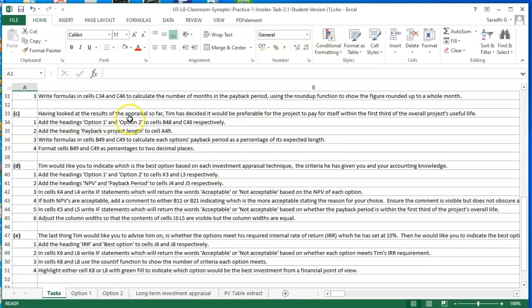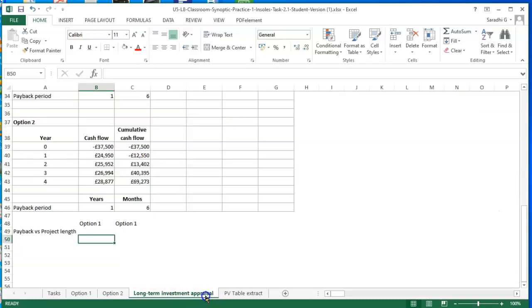Having looked at the results for the appraisal so far, Tim has decided it would be preferable for the project to pay for itself within the first third of the overall project. A third is 33.33%. Okay, so write formulas to calculate the payback period as a percentage. Is it fulfilling 33.33% or not?